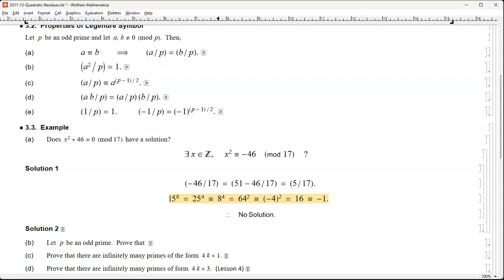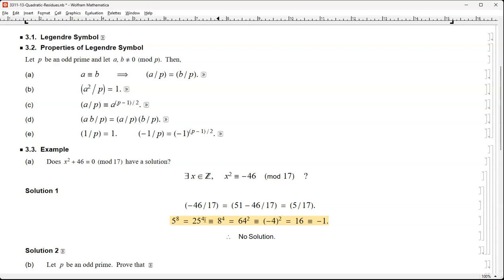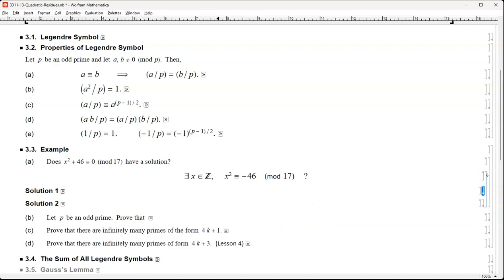How do you do the 5 to the 8th power computation, supposing we don't have a calculator? I can reduce like this: 25 to the 4th power, and 25 is congruent to 8. 25 minus 17 is 8, and 8 to the 4th power comes down to 64 to the 2nd power, and then 64 is 68 minus 4, where 68 is 4 times 17, so that's actually congruent to -4. And negative 4 squared is 16, and that's congruent to negative 1 modulo 17. So we got negative 1, so there's no solution. Negative 46 is not a quadratic residue.